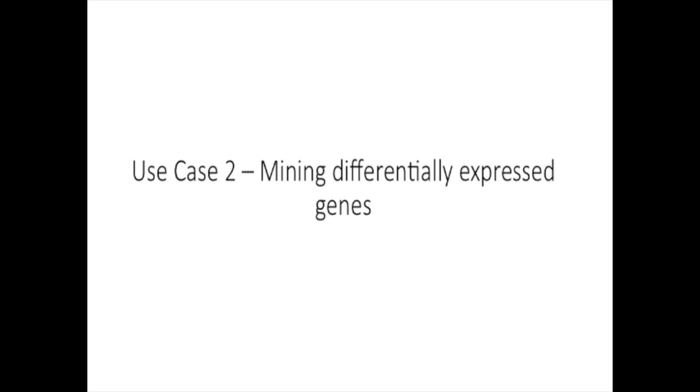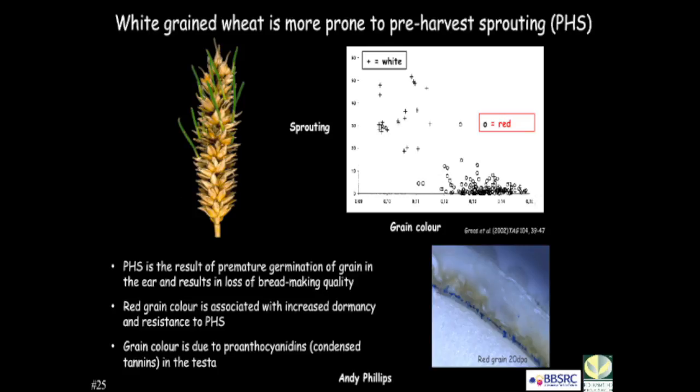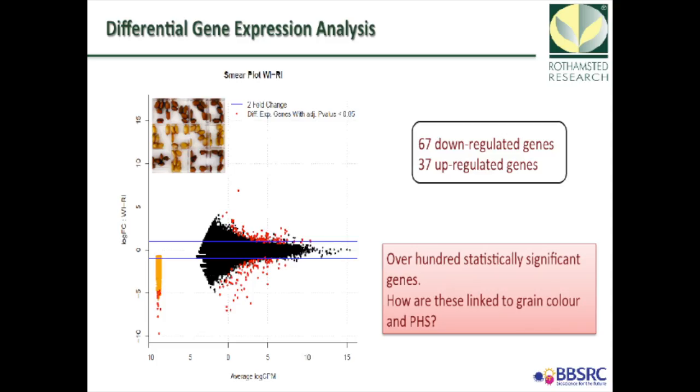Okay, second use case I'm going to spend a bit of time on is an RNA-seq experiment that we've done at Rothamsted to understand sprouting and grain color relationships. So pre-harvest sprouting, let's say, is just a negative trait that we don't want to have in our crops, and grain color, we can have white grains and red grains, and white grains are more prone to pre-harvest sprouting.